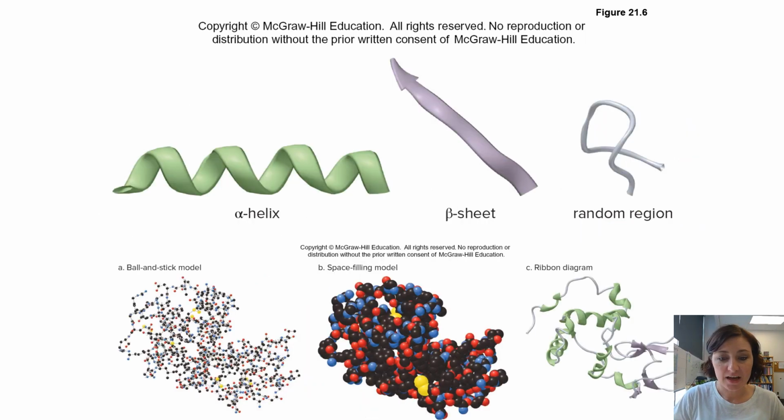All right, so something to note before we go into our first example is how we can show in a single protein the alpha helices and the beta-pleated sheets.